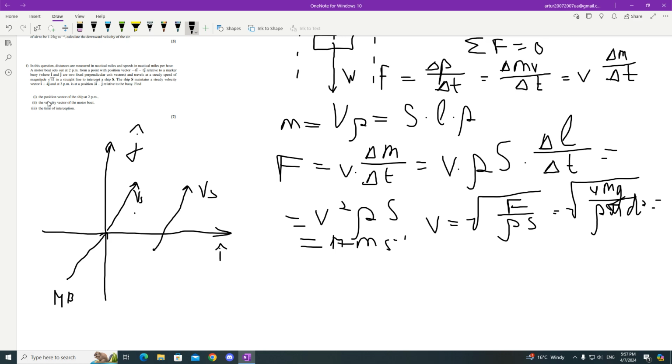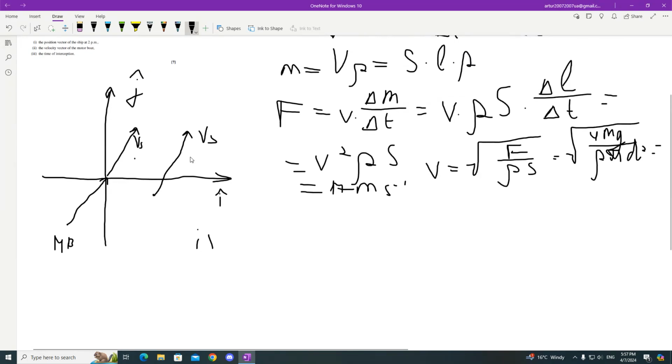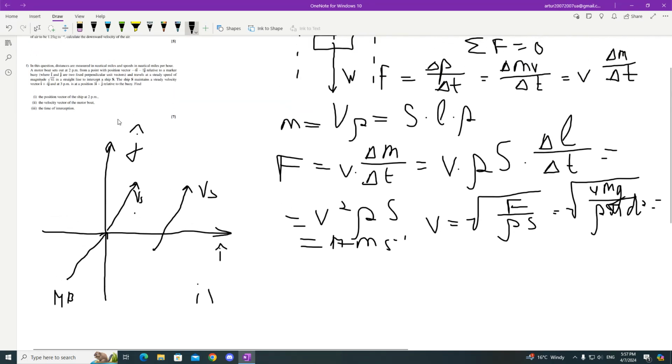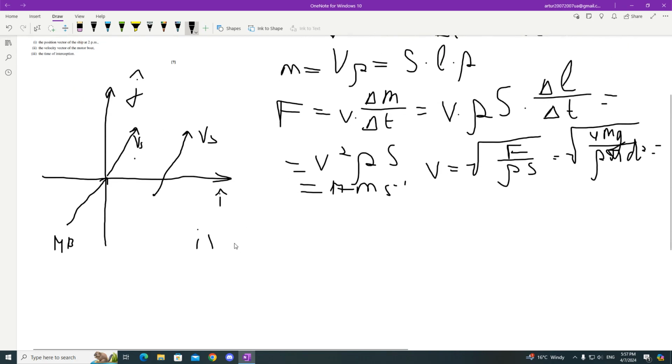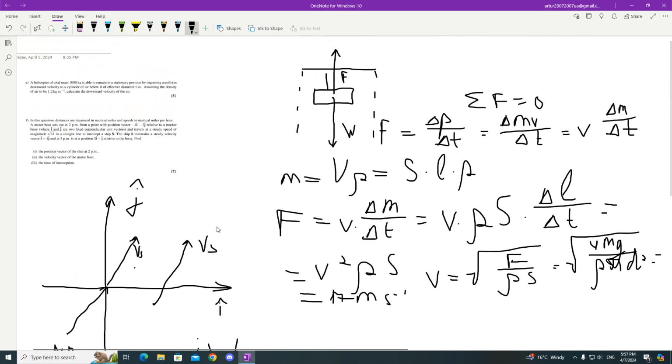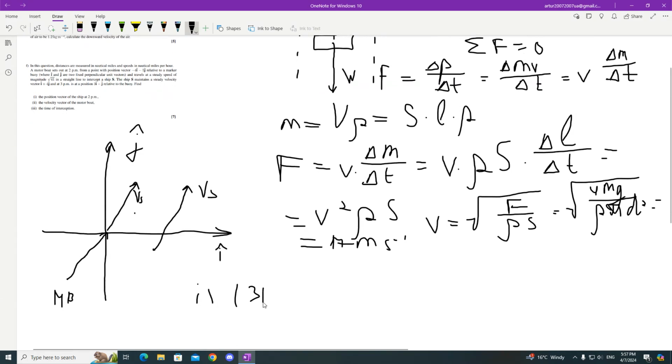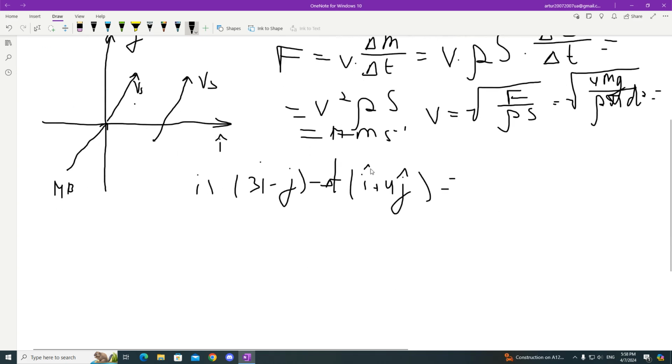So what now? First of all, find the position vector of the ship at 2 p.m. It's the easiest one because we have the velocity and we have the position at 3 p.m. So it's equal to the position vector, in our case 3i minus j, minus t, the time difference, which is 1 hour in our case, multiplied by the velocity vector i plus 4j. And t is equal to 1, so we just subtract this from this, and we get 2i minus 5j. So we solved the first one.